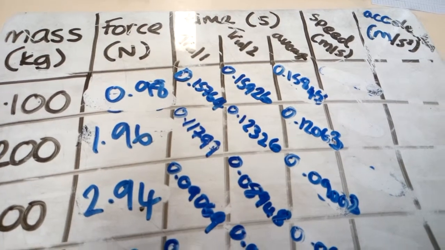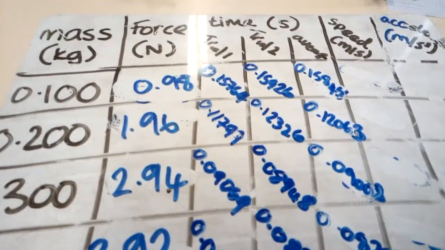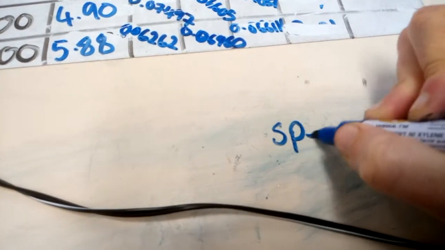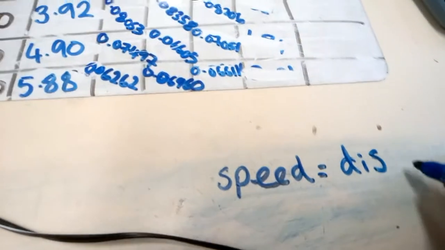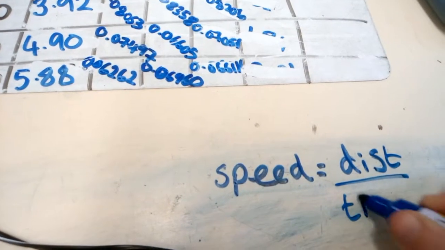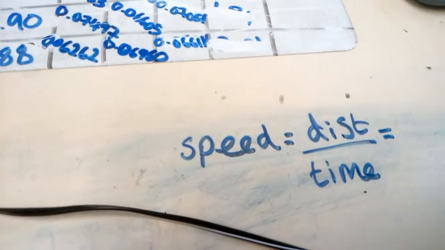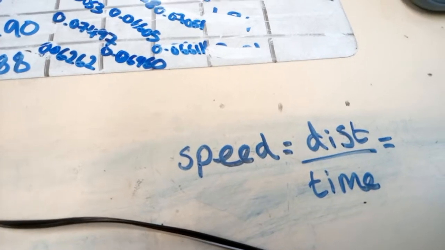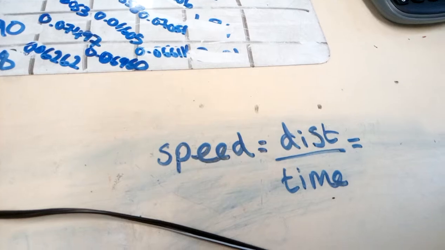Okay, the next column's the speed column, and this is the speed at which the trolley is going through the light gate. So we're going to use our key equation, one that you do need to know for speed, and that is just speed equals distance over time. Now, the distance it travels as it goes through the light gate is the length of your interrupt card. Okay, so that's how far it goes as the light gate beam gets broken. So you need to have the length of your interrupt card.